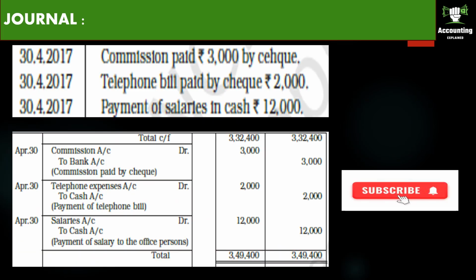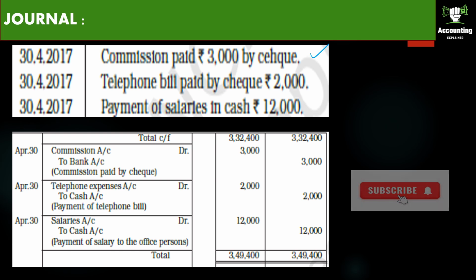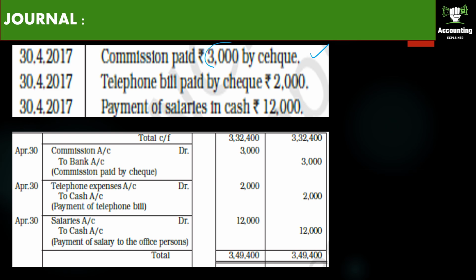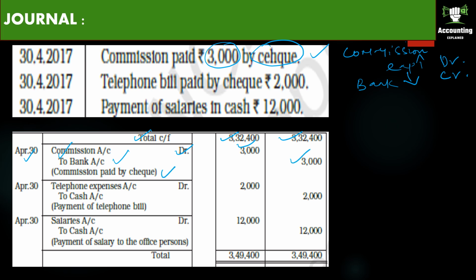On 30/4/2017, the transaction is commission paid rupees 3000 by check. So now we have paid commission by check. Again, check means bank. Since we have paid commission, it's an expense. When the expenses increase, we have to debit. We have paid by check, so bank balance decreases. It's an asset, so it has to be credited. So total carry forward 3,32,400 from the previous page. On April 30, commission account debit 3000 to bank account 3000. Commission paid by check is the narration.